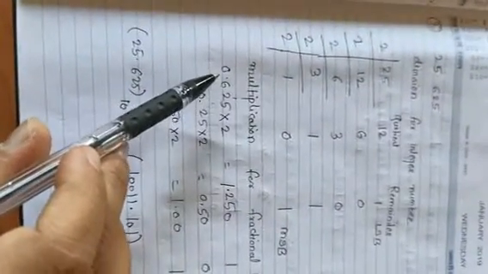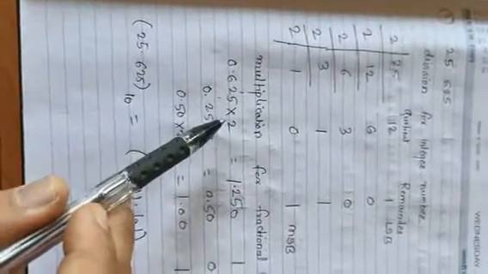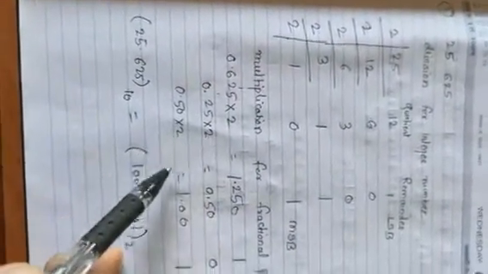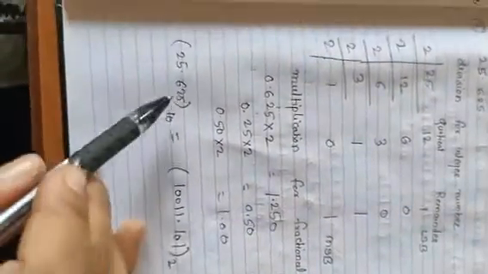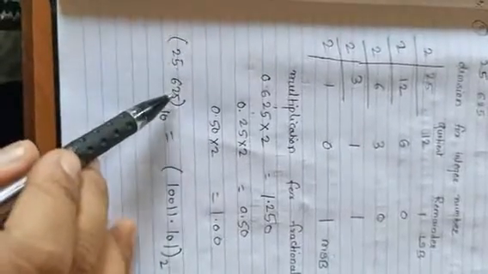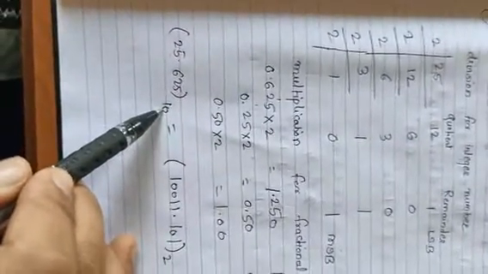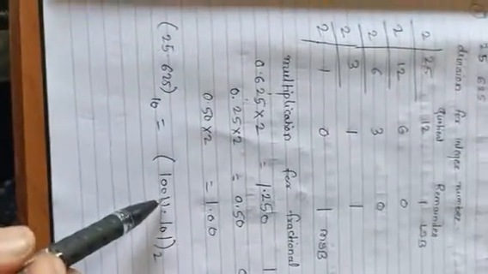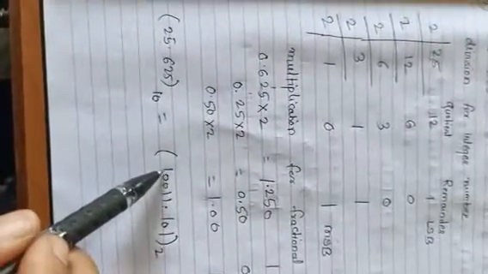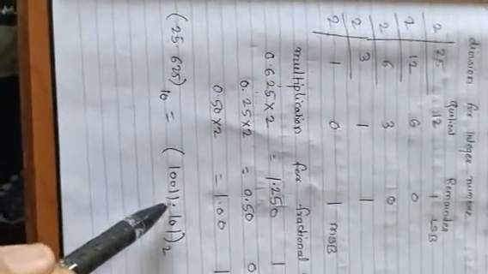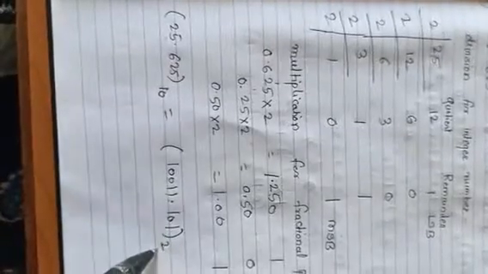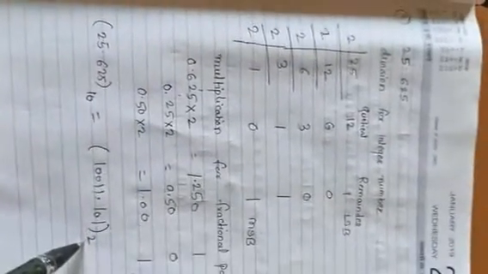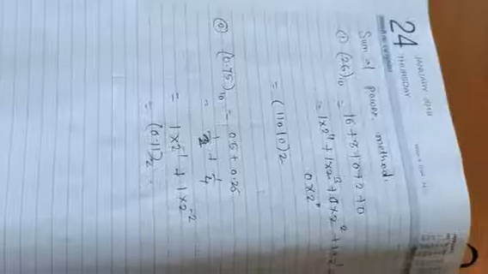and by using multiplication, that is for the fractional part 0.625, we have multiplied it by 2 until we get a 1, so it is 101. So for the conversion, 25.625 base 10 is converted into its binary number. That means we have written it as 11001.101 base 2, because a binary number has base 2.